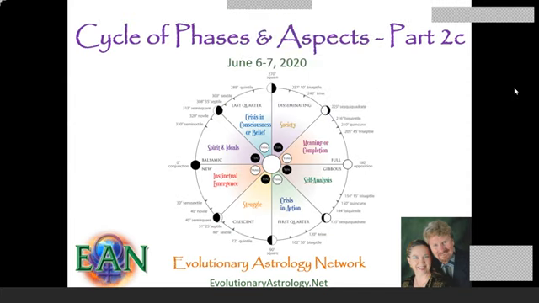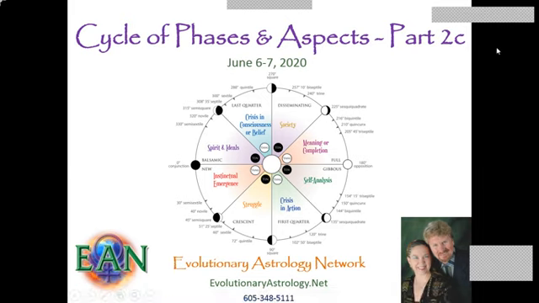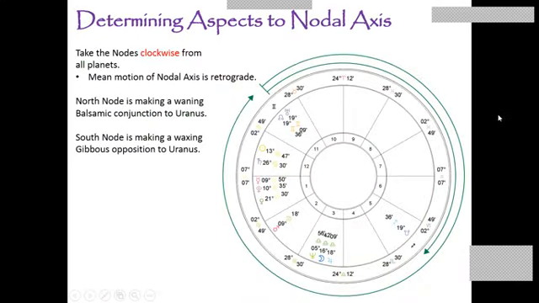All right, welcome back everyone to the third part of part two, our last section on the cycle of phases and aspects. And what we're going to look at in this last section is determining aspects to the nodal axis. We looked at this slide yesterday, but now we're going to actually put some examples in.